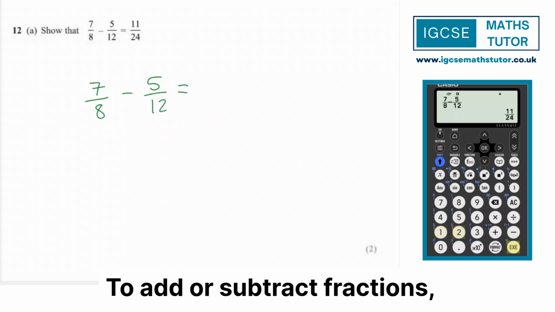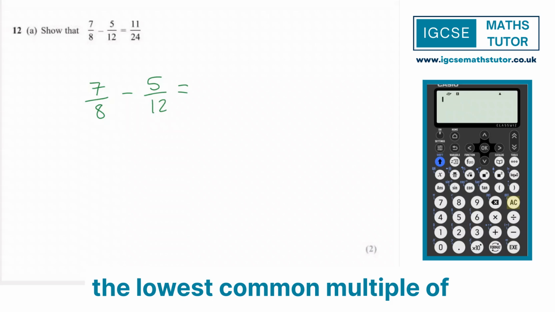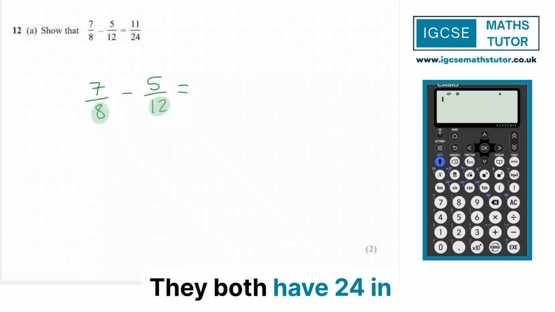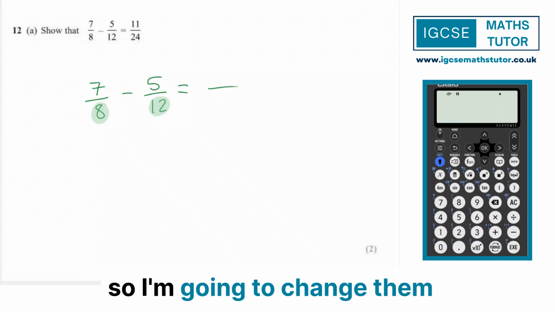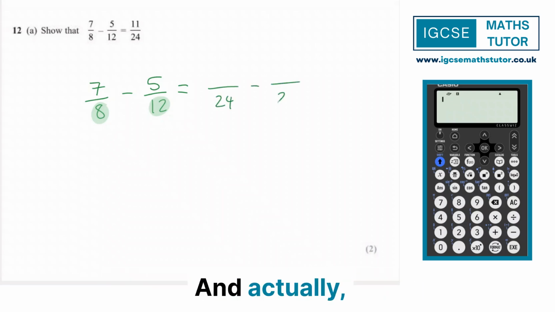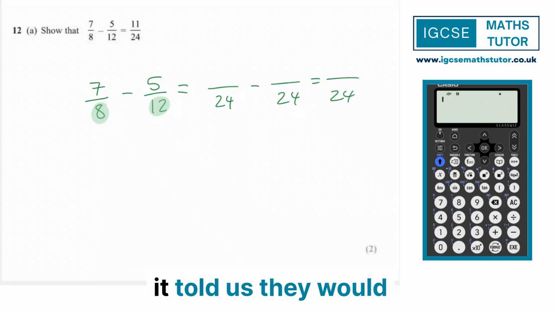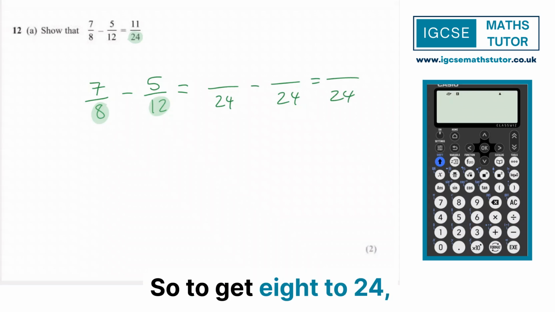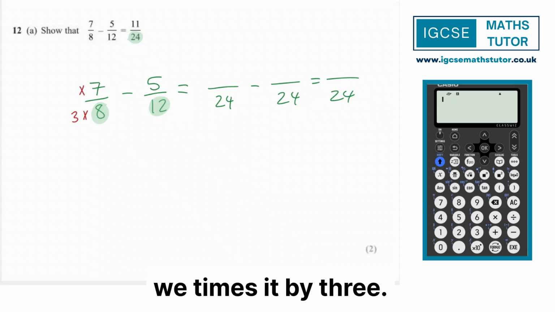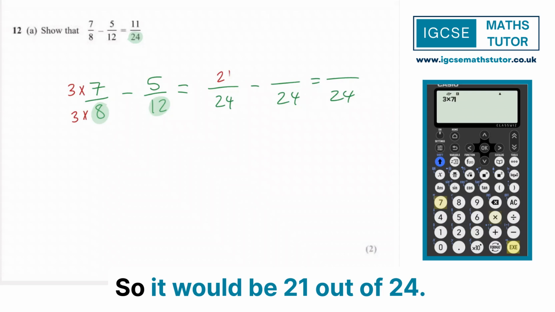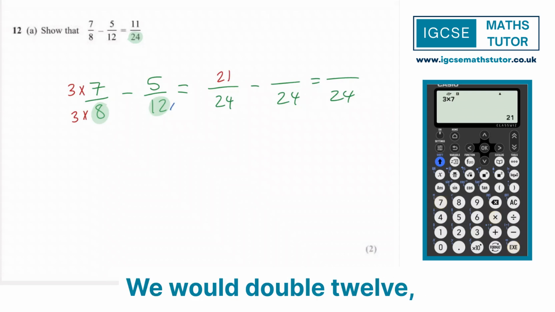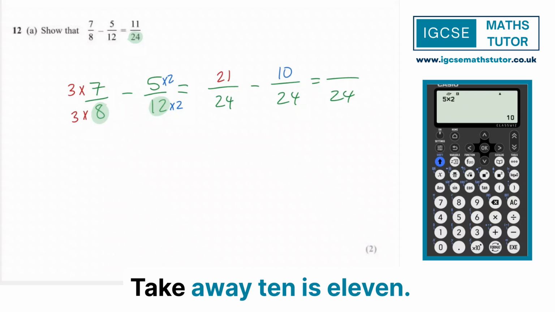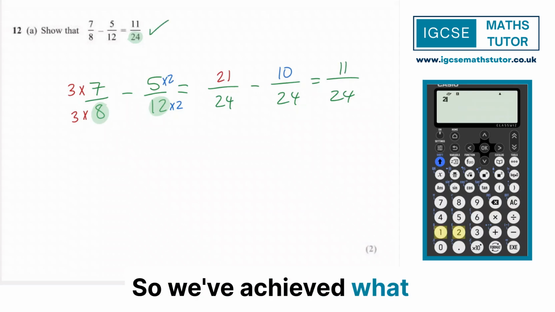To add or subtract fractions, they need to have the same denominator. The lowest common multiple of 8 and 12, well, they both have 24 in their times tables. So I'm going to change them both to be out of 24. And actually, looking at the question, it had told us they would be out of 24 anyway. So to get 8 to 24, we times it by 3. So we would also times the 7 by 3. So it would be 21 out of 24. We would double 12. So we would double the 5 to make it 10. 21 take away 10 is 11. So we've achieved what they wanted us to.